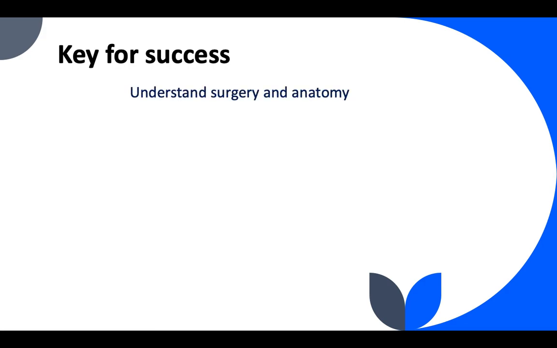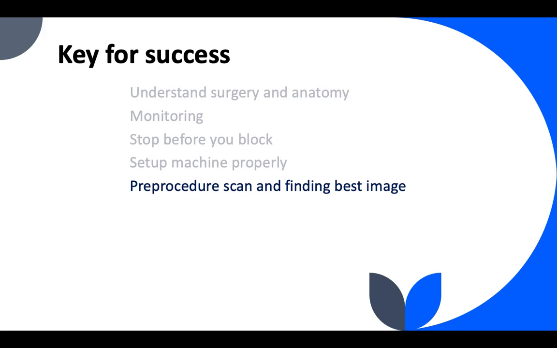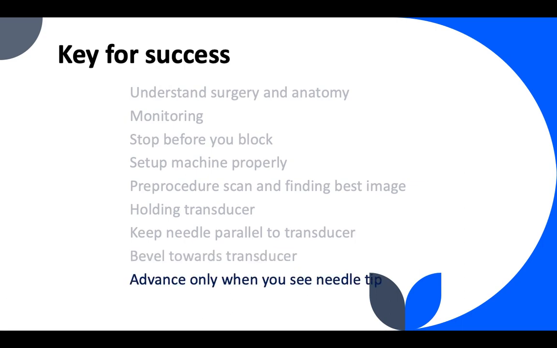Key for success: understand the surgery and anatomy. Monitoring should be done all the time. Stop before you block is important. Set up the machine properly. Pre-procedure scan and find the best image. Holding the transducer is also very important. Keep the needle parallel to the transducer to see it all the time. Bevel should be towards the transducer. If you keep it towards the transducer, visibility is better. Advance only when you see the needle tip, and there should be no air in between the probe and the skin.